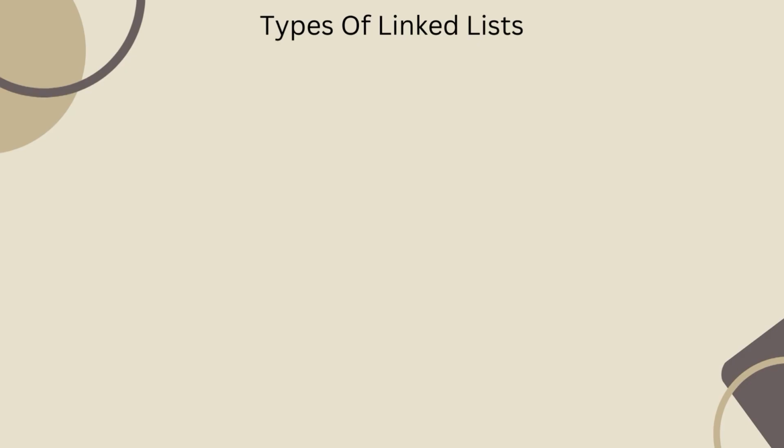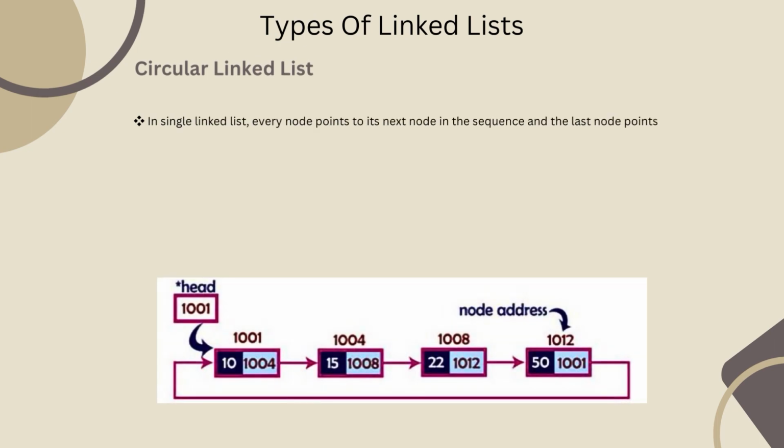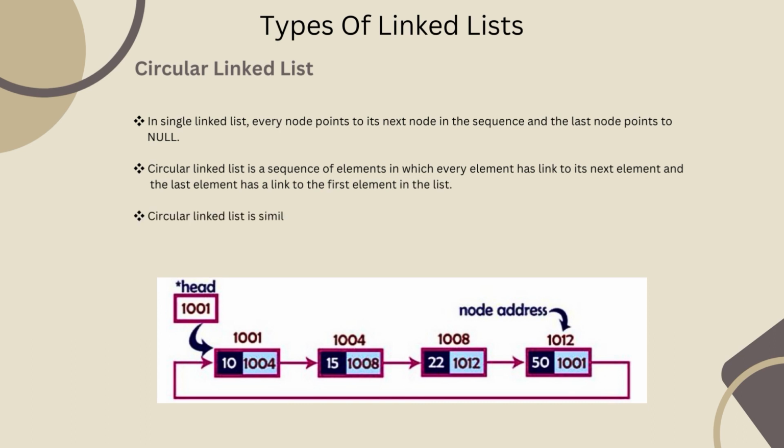The third type of list is the circular linked list. In a single linked list, every node points to its next node in the sequence and the last node points to null. But in the case of the circular linked list, it is a sequence of elements in which every element has a link to its next element and the last element has a link to the first element in the list. A circular linked list is similar to a single linked list, except that the last node points back to the first node in the list.